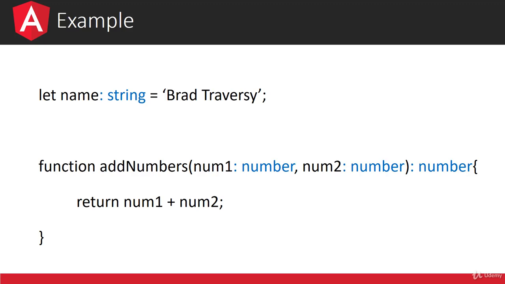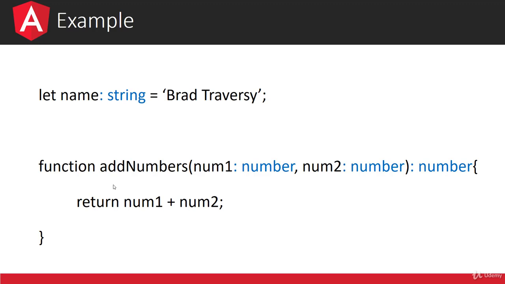So here's a quick example of what you can do with TypeScript. We're defining a variable here called name, and we're setting it to a string. We're saying whatever is put in this variable of name has to be a string. So we just use colon and then the type. And of course, Brad Traversy within quotes is a string.